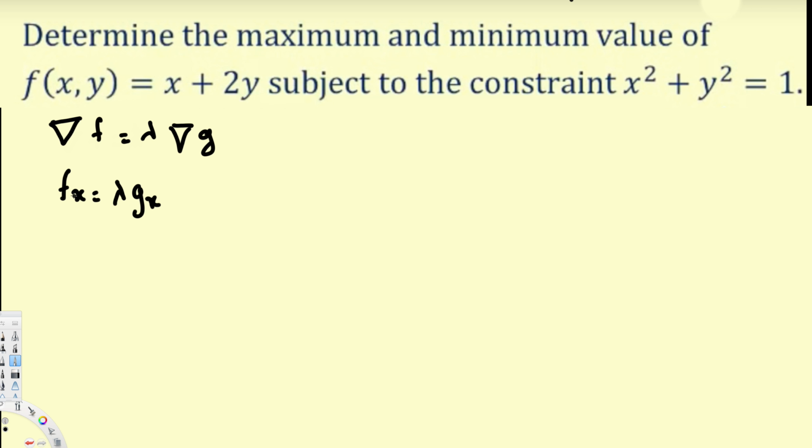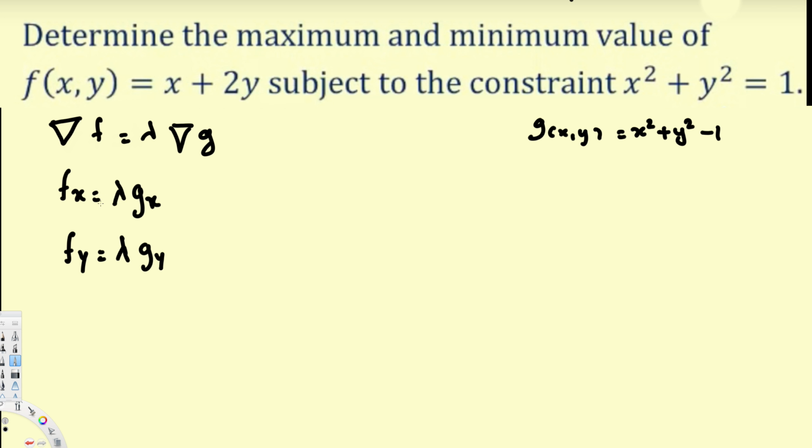This means partial derivative of f with respect to x, and this is partial derivative of g with respect to x, and we do the same thing for y: fy is equal to lambda gy. Now from this we can create the equation, but before we do that, we have to rearrange the constraint equation to create another function, g of x, y, equal to x squared plus y squared minus 1. We bring everything to one side and create an equation. So this is our g of x, y function, and this is our f of x, y function.